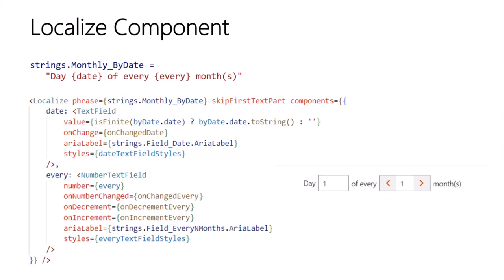So the first thing to do is define the localization string. And this can use the standard localization plumbing in SPFx. You'll notice there are some token terms, date and every, that are in the curly braces in the string. Then in our React code, we can render a localized component, passing in the localization string and an object whose properties are named for the bracketed token terms found in the string. And the localized component will render the string as text, and then it'll render the specific components in place of the token terms.